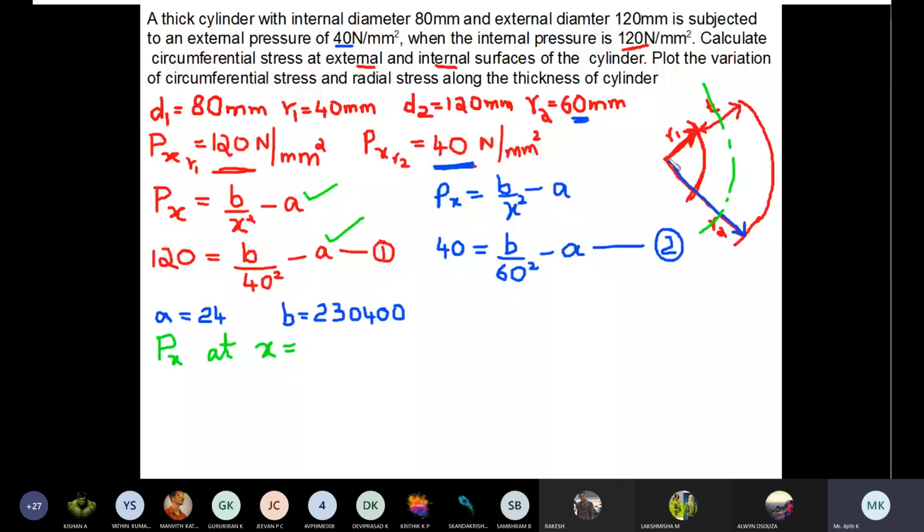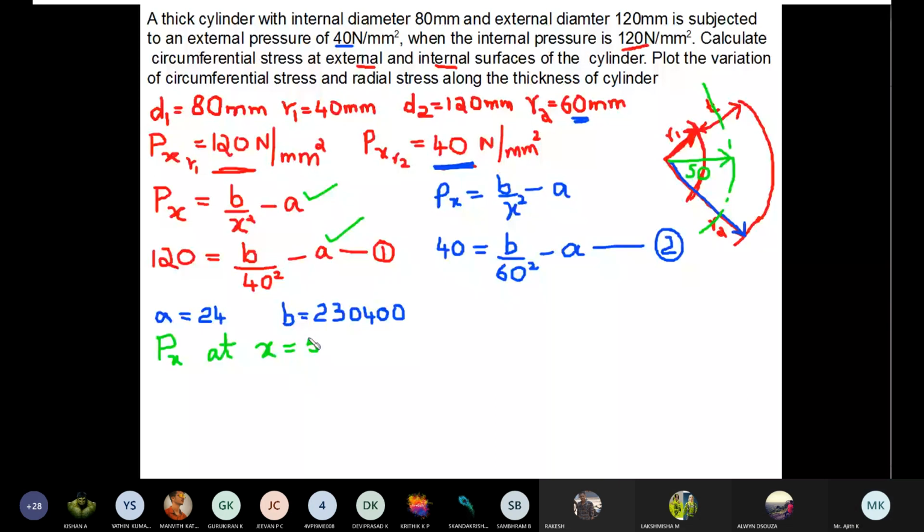R1 is 40, R2 is 60. So this will be 100 divided by 2, which is 50 mm. So you have to calculate what the px value is at x is equal to 50.